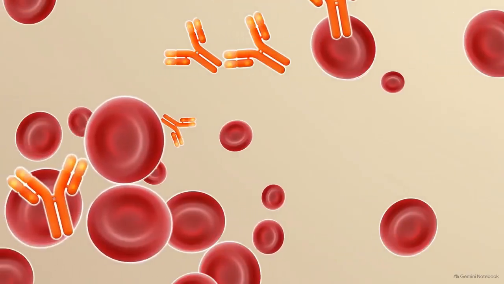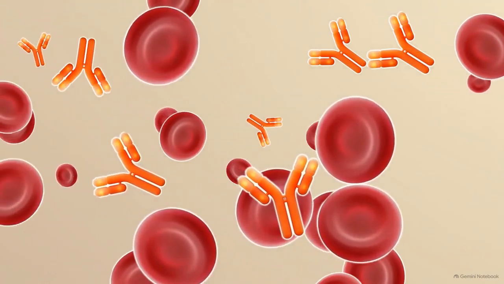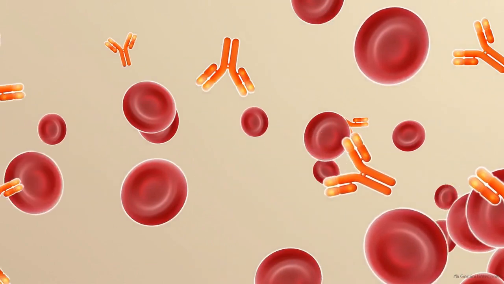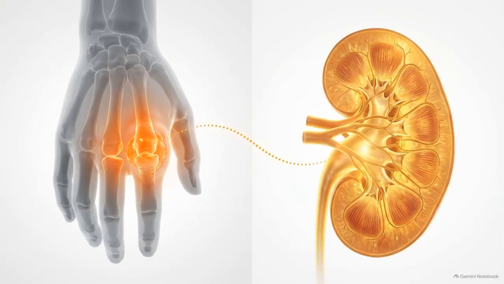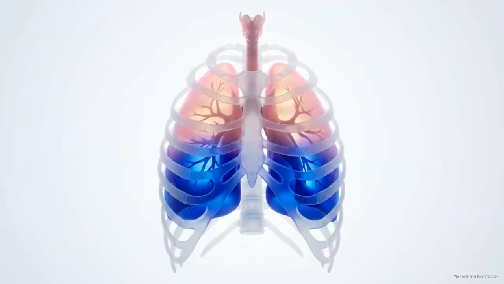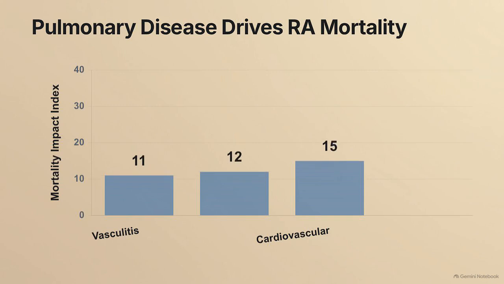It produces autoantibodies, like rheumatoid factor, that circulate through the bloodstream, reaching tissues and organs far beyond the knuckles or the knees. These circulating autoantibodies frequently target the lungs. Pulmonary involvement is a leading extra-articular manifestation of the disease and a significant driver of mortality.